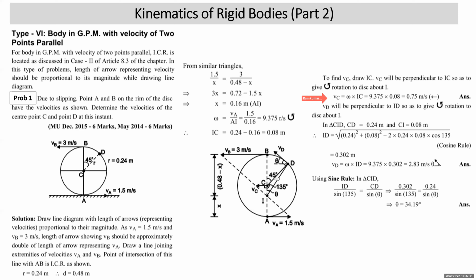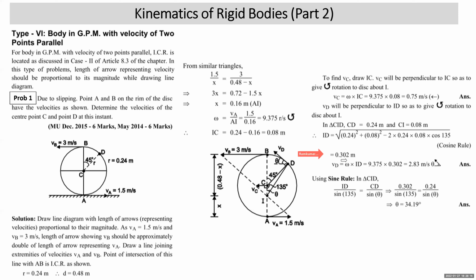How did you get 135? See, in triangle CID, this length is 0.24. This is 0.08. Included angle is 180 minus 45. This is 135. So you can use cosine rule to get the length ID. ID is equal to, using cosine rule, square root of 0.24 square plus 0.08 square minus 2 into 0.24 into 0.08 into cos of 135. That comes out to be 0.302.